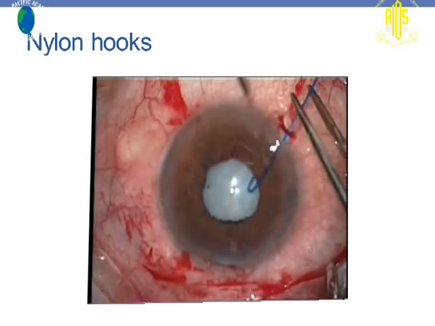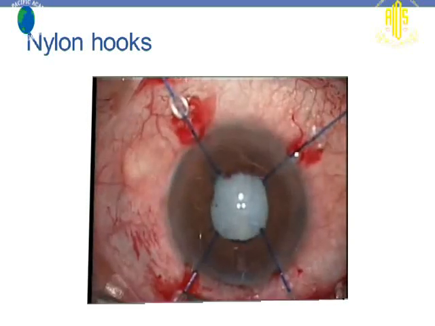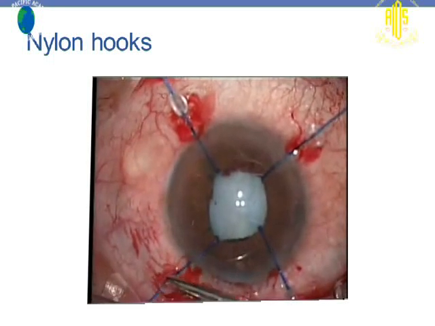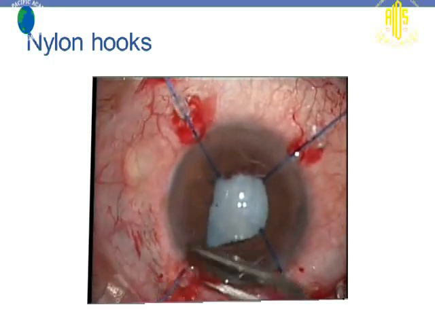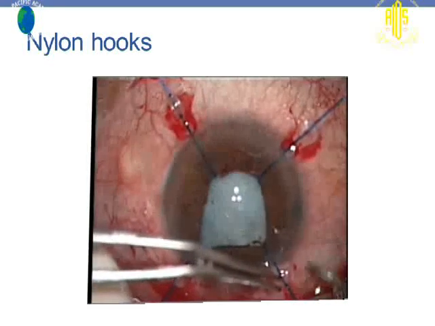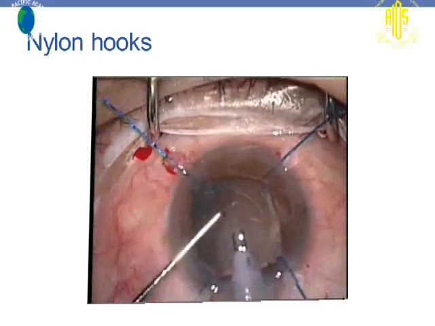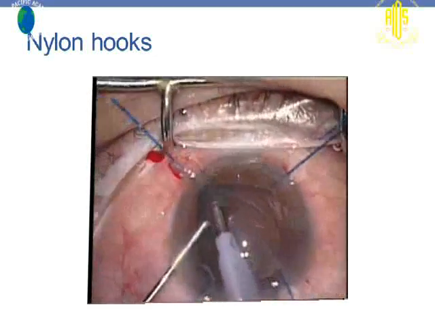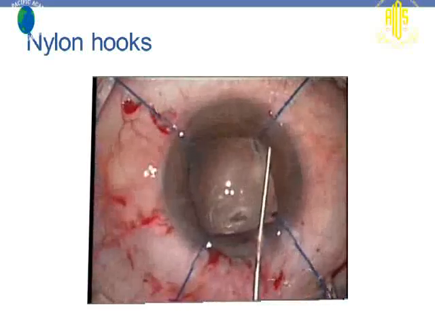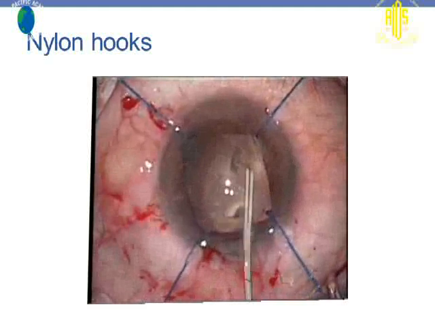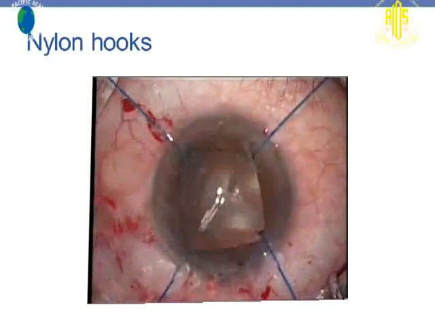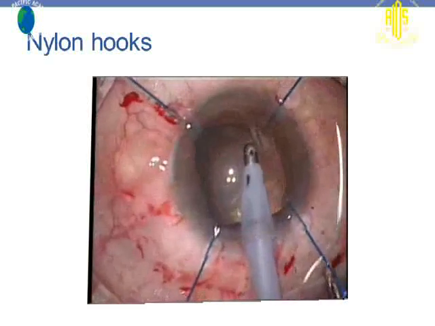You have to make 4 side ports which should be equidistant, and the nylon hooks should be placed in such a manner that they stretch the pupil, with symmetrical tension all around the sphincter of the pupil. Generally, we like to first put in all the nylon hooks and then stretch them at a later part of the procedure. Then the important thing is that you may have nuclear fragments near the nylon hooks, and one needs to be careful about these, and if required, one needs to disengage them and then aspirate them.